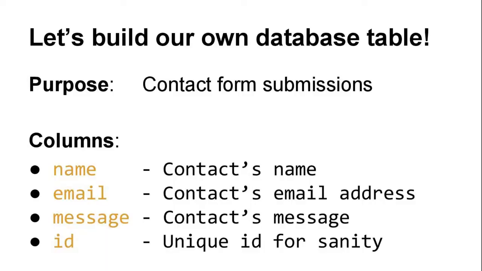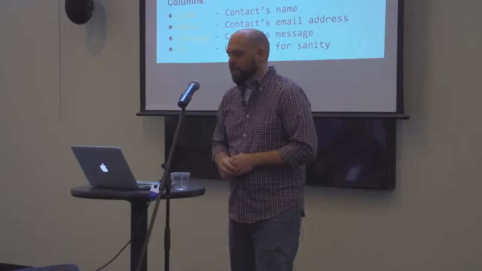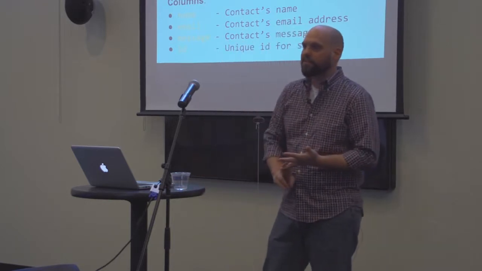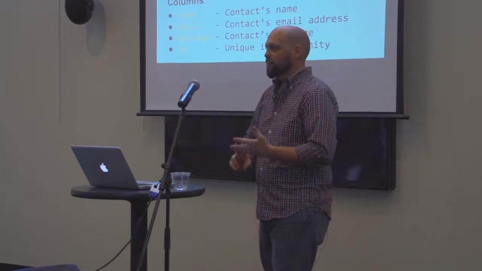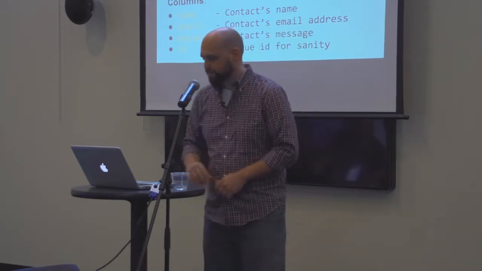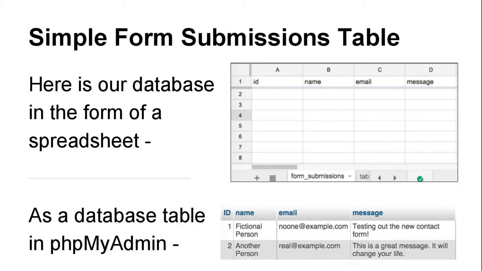So jumping right in, we are going to design our own database table real quick, just theoretically at the moment, and it is going to be for the purpose of contact form submissions. So in this database, we are going to record the contact's name, their email address, a short message to us, and for our own sanity, we're going to keep a unique ID for each submission. All right. In an Excel or in a spreadsheet, that database table might look a lot like this. All we've done is named our columns: ID, name, email, message.